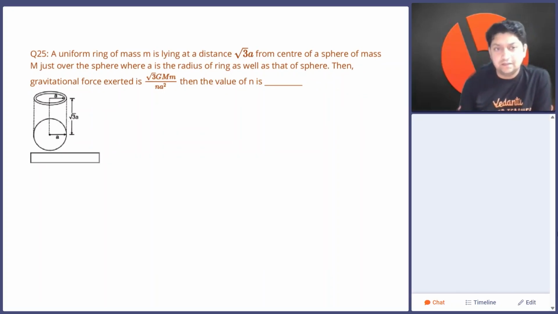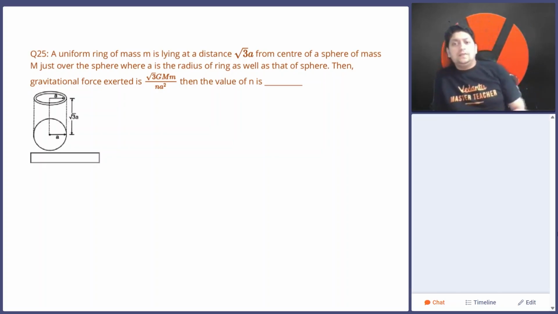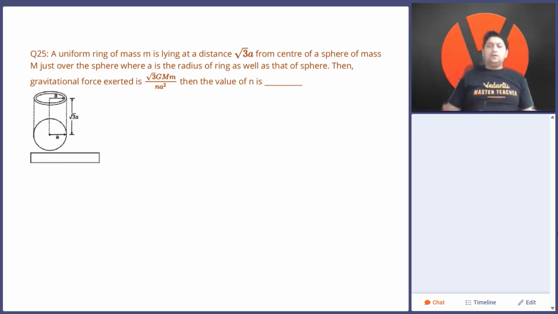Next question is very simple. A uniform ring of mass m is lying at a distance of √3a from the center of a sphere of mass m, just over the sphere, where a is the radius of the ring as well as that of the sphere. Then the gravitational force exerted is this much. Then the value of n you need to figure out. So gravitational force we need to figure out.